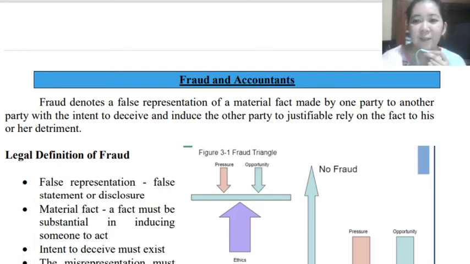Okay, so this next video lecture is still for our Module 3 Ethics, Fraud and Internal Control. So we are now in the second topic, which is fraud and accountants. So we have here the legal definition of what fraud is. But before we define fraud, let us talk about its existence and its effect on an enterprise.